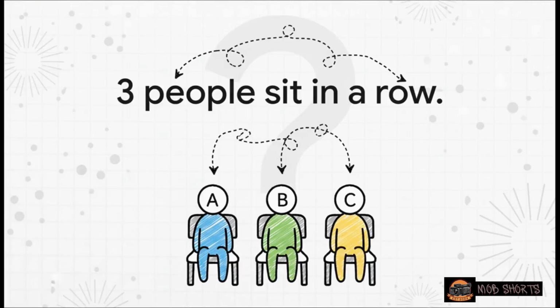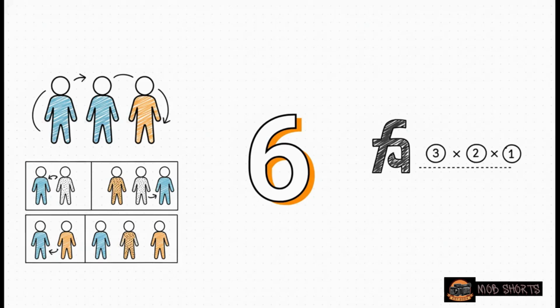Let's use a simple example. You have 3 people. Let's call them A, B, and C, and they're sitting in 3 chairs, all in a row. What is the probability that they sit in one exact order? Say A, then B, then C. First things first, we need the bottom of our probability fraction, the total number of possible outcomes. Since we are arranging 3 different people in a row, the total number of ways they can sit is simply 3 factorial, and 3 times 2 times 1 gives us 6 total possible arrangements.